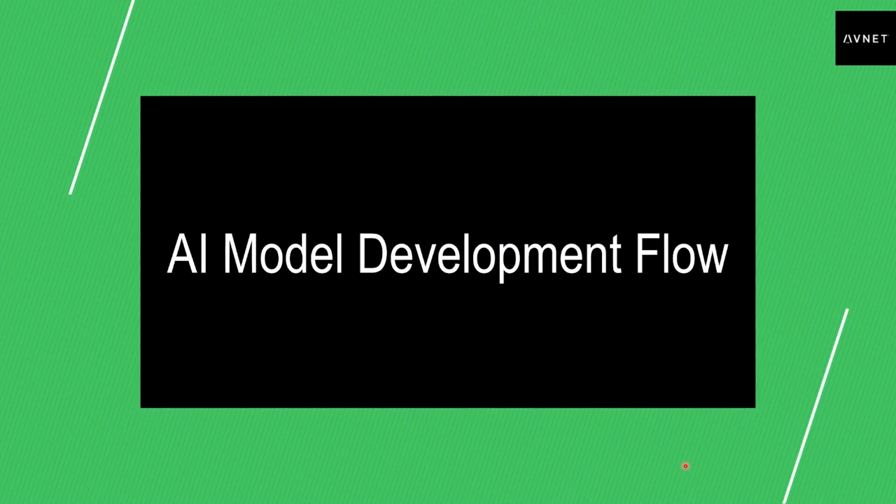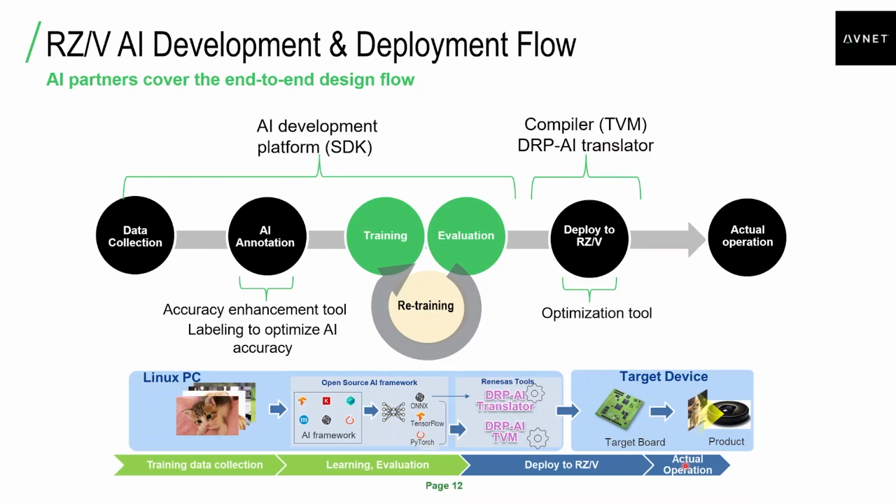Briefly, I wanted to touch base on the DRP-AI software and the AI model development flow. For the RZ product family, the AI development flow starts off very traditionally. It starts off with data collection, annotation of that data, model development, training, and evaluation, which is what you would typically expect to see for a vision AI related application. All of this is done in the cloud.